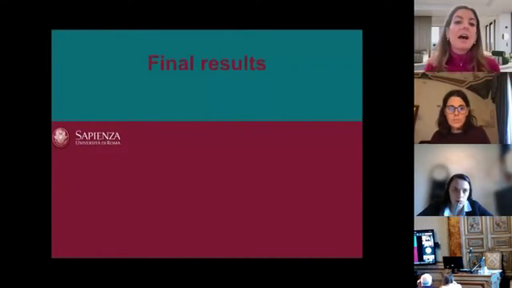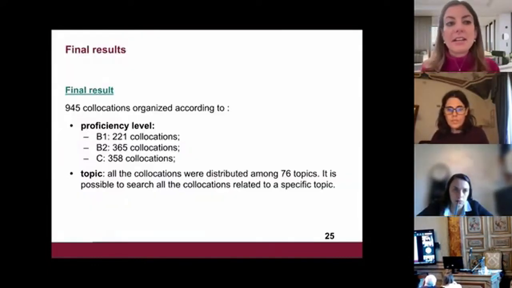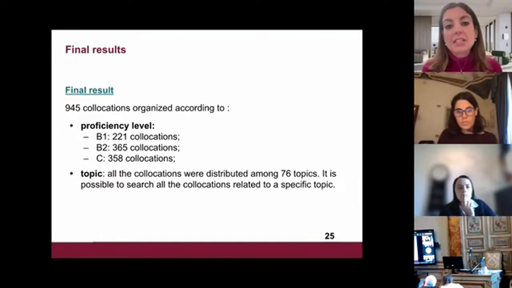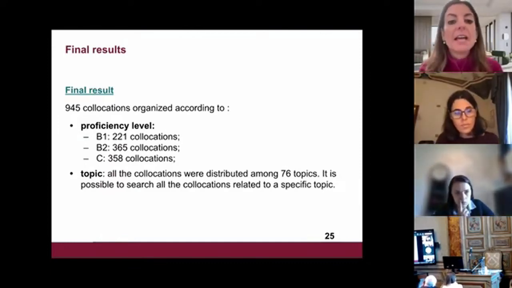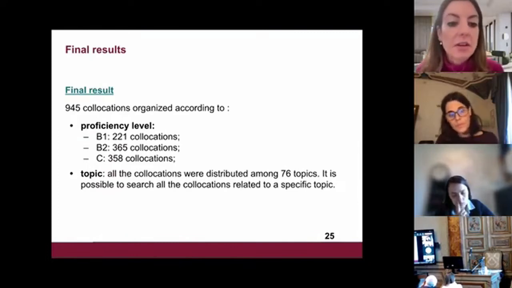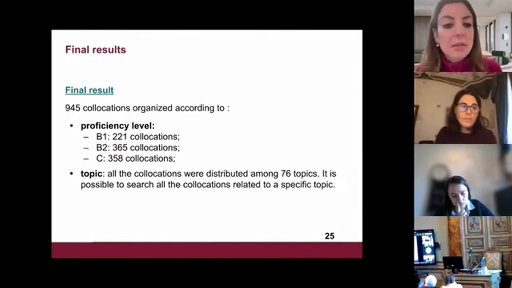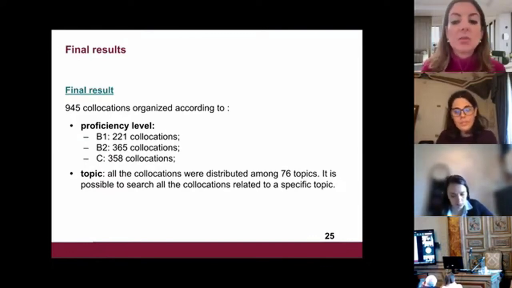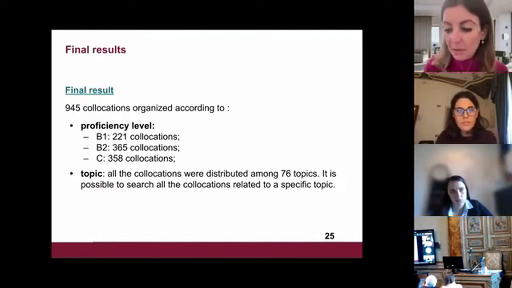Coming to the final results, the final list of the syllabus contains 945 collocations that are organized according to both proficiency level and topic. As for the proficiency level, 221 collocations were assigned to level B1, 365 to level B2, and 358 to level C. As for the topics, as I said before, all the collocations were distributed among 76 topics, and the users can also search for all the collocations relating to a specific topic. I will show you an example in a minute.